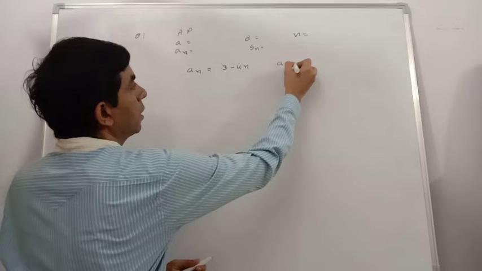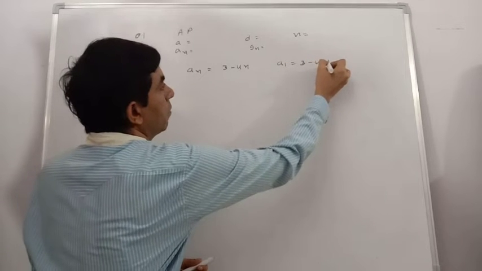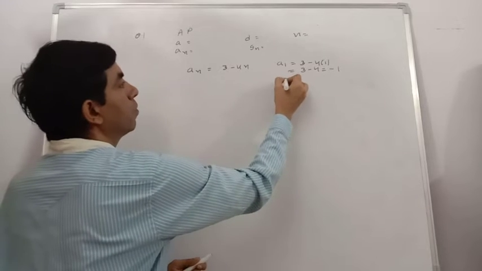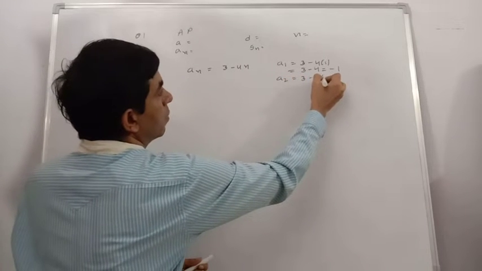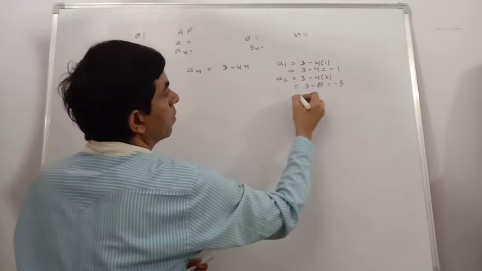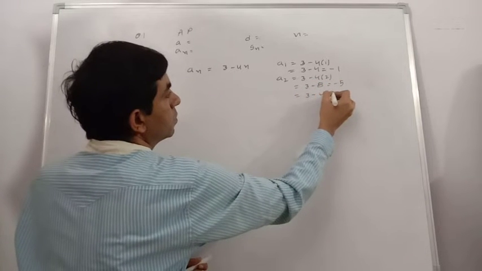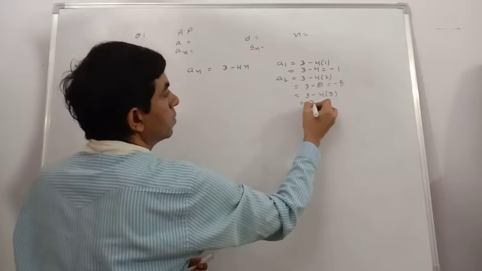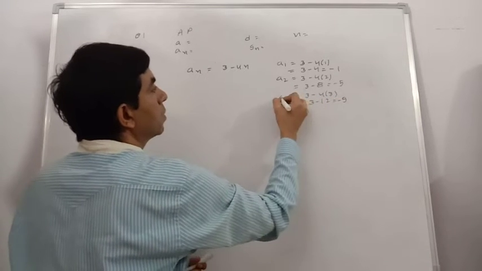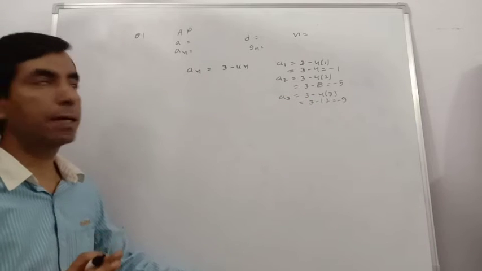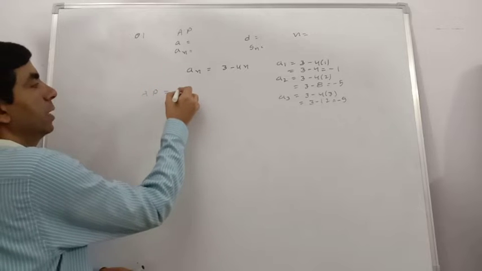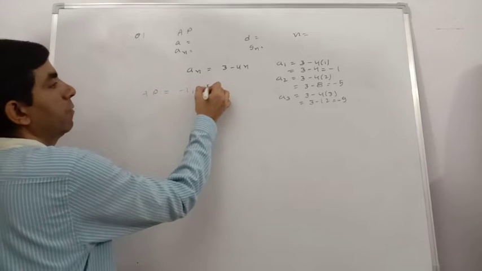A1 equals 3 minus 4 multiplied by 1, means 3 minus 4, which is minus 1. Similarly A2 and A3. Now we have 3 terms A1, A2 and A3. Then we write the AP series: minus 1, minus 5 and minus 9.